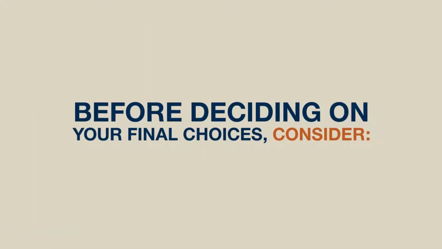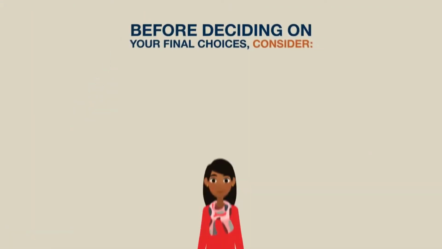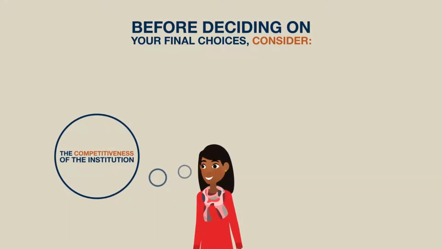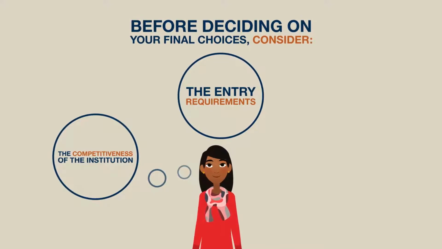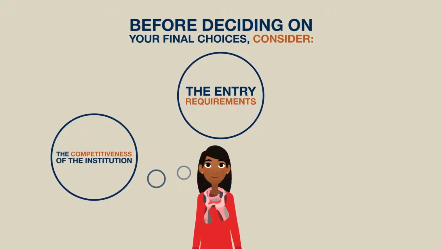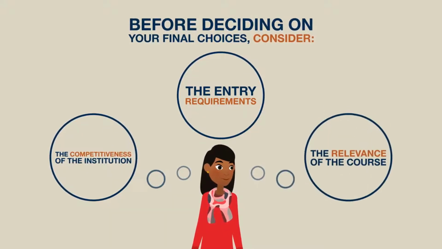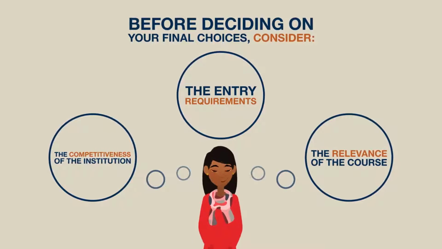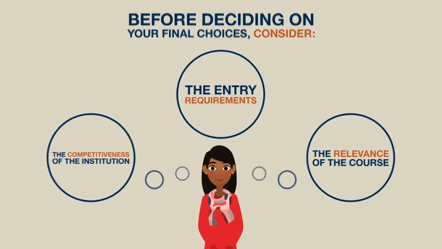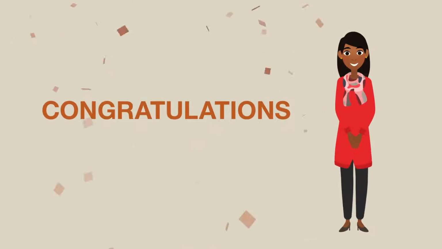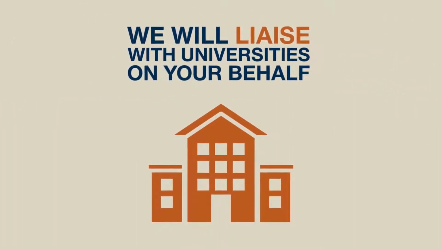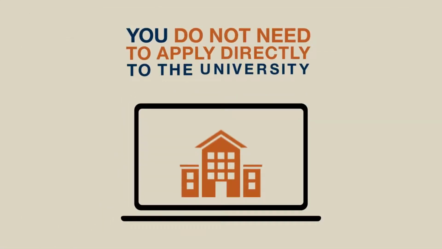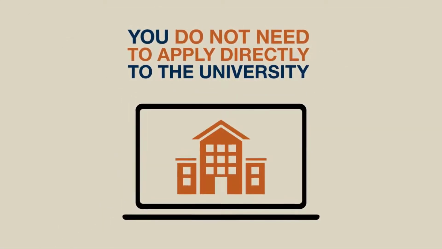Before deciding on your final choices, consider the competitiveness of your preferred institution in your area of study, the entry requirements, including prior experience and studies, and English proficiency of your nominated courses, and the relevance of your nominated course to the development impact that you want to achieve. If you are successful in securing a scholarship, we will liaise with universities on your behalf in order to process your placement. You do not need to apply directly to the university.